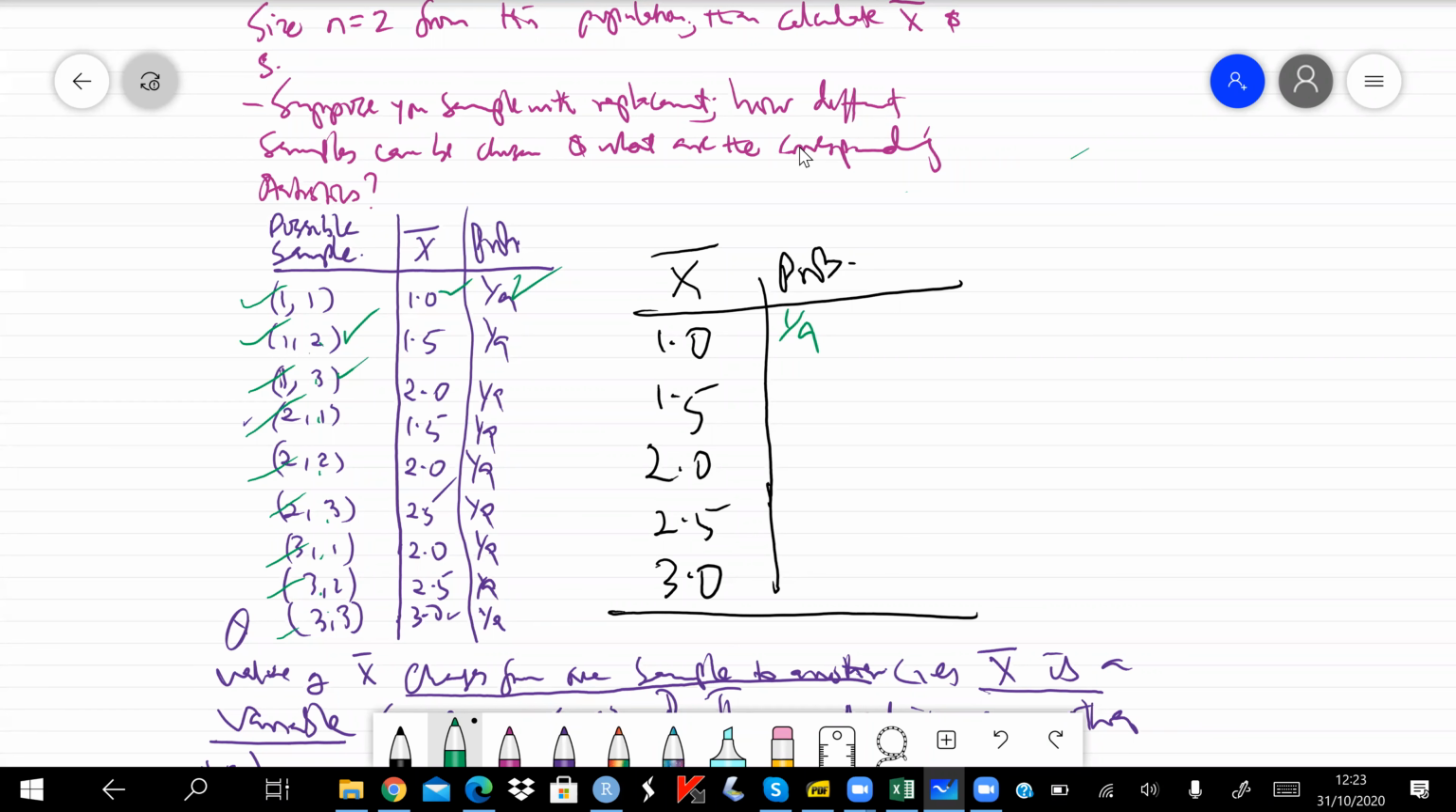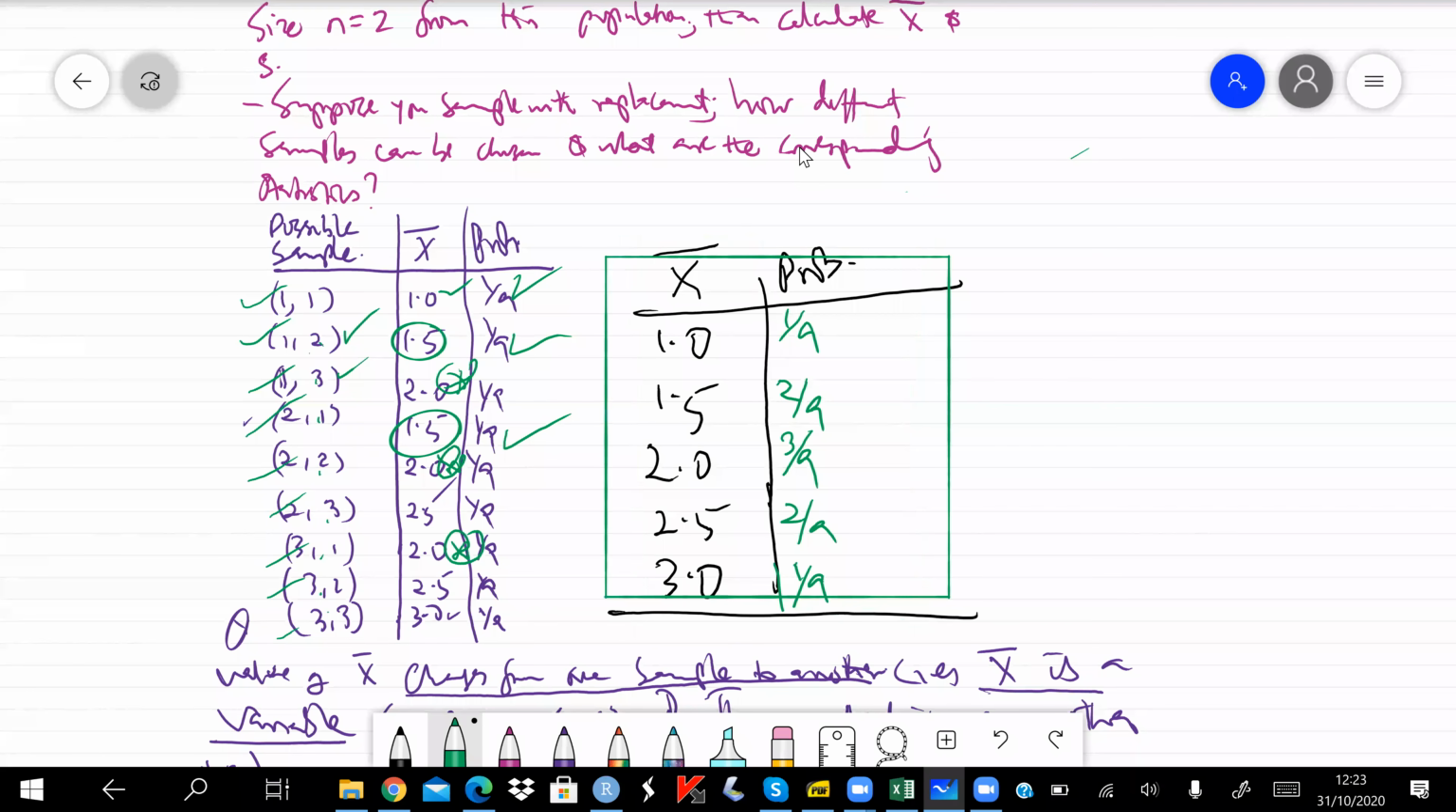The probability that X bar is 1.5, you notice that it appears here and here, twice. So this will be 2 out of 9. You are just adding these probabilities. The probability that X bar is 2.0, it is this one or this one or even this one. So 3 out of 9. Then 2.5 appears twice. And finally, 3 appears just once. So that is the probability distribution of X bar.